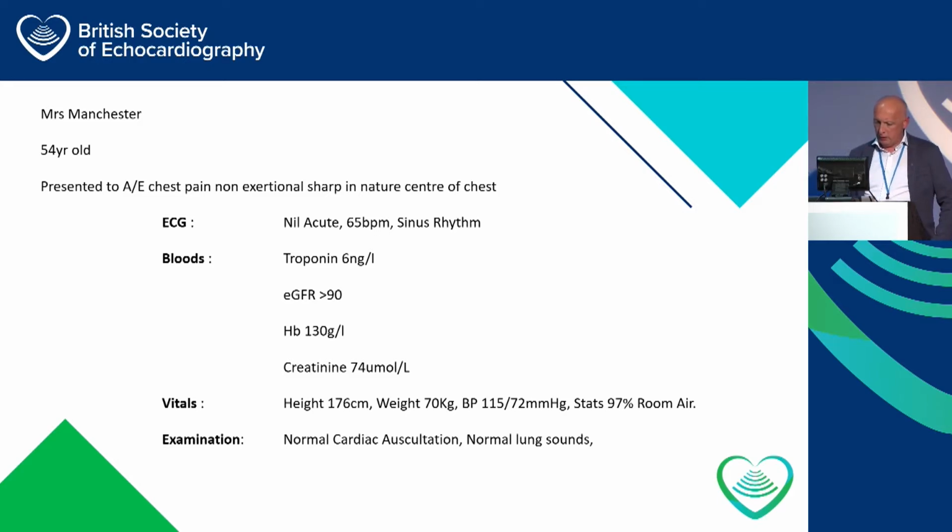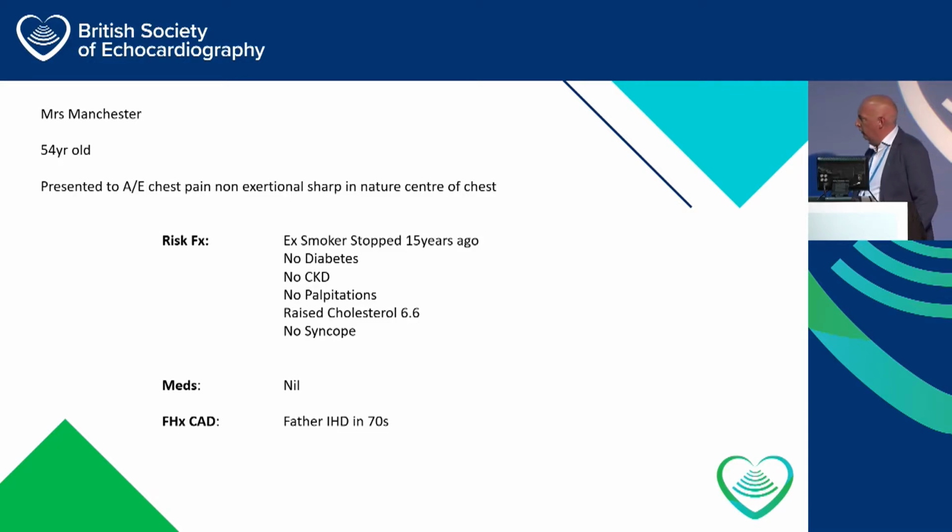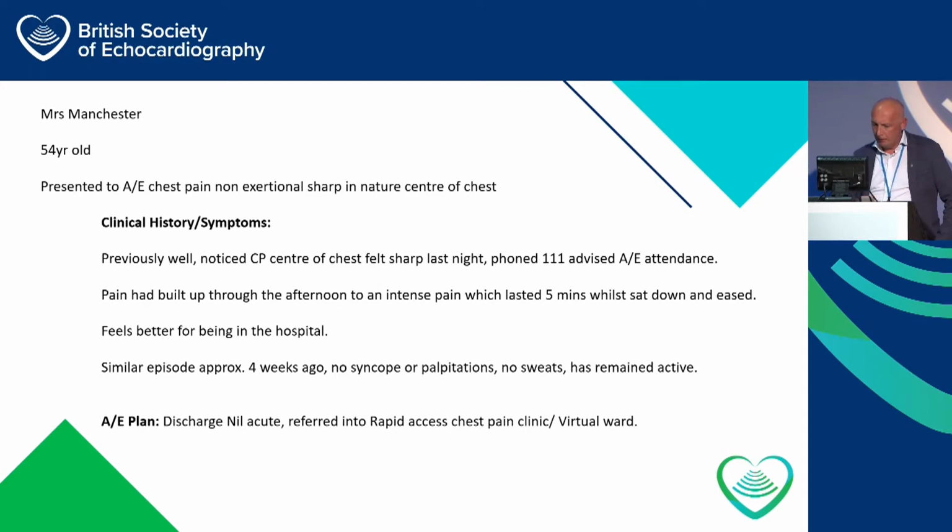So she's sat in our A&E department. There's a little bit more of a history taken from her, so we look at her risk factors. So an ex-smoker, 15 years since, nothing else to report. No diabetes, no CKD, no palpitations, none of those things that Anjana's just gone through that you can examine and you can look for. Medication, she takes nothing. And the only snippet in any of her history is a bit of a family history of ischemic heart disease in a father in her 70s, so not premature ischemic heart disease.